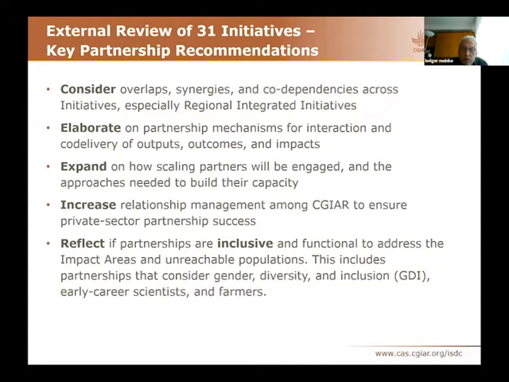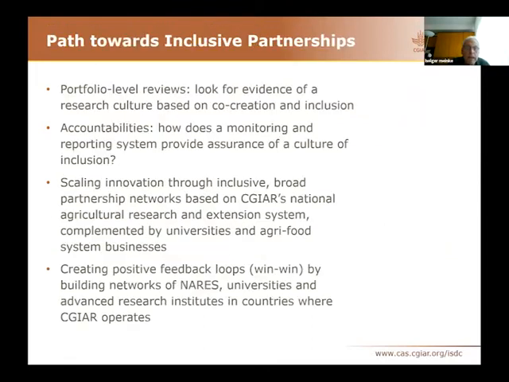And they also should reflect if partnerships are inclusive enough and functional to address the impact areas and particularly to get to those until now underserved populations that exist in big parts of the global south. And that includes partnerships that consider gender and diversity and inclusion and early career scientists, and of course, importantly, the farmers as well. So how do we get towards those partnerships and make that more real?